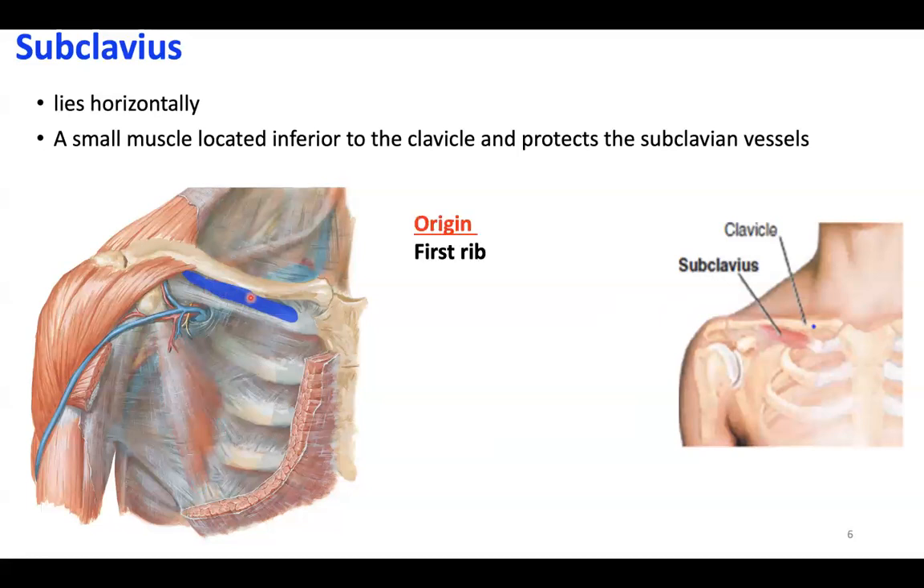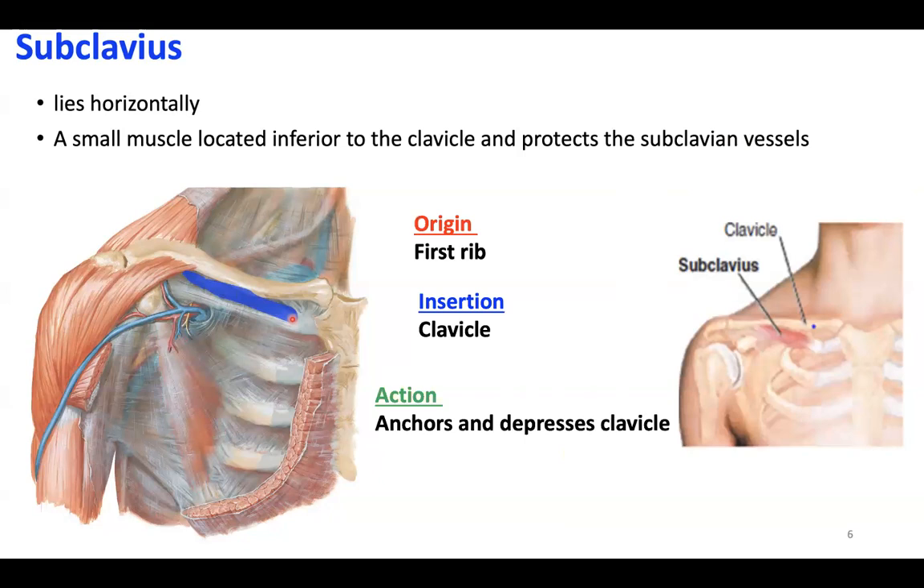It originates from the first rib, as you see here, and it's inserted into the clavicle. In the middle part of the clavicle, there is a groove which is known as the subclavian groove. That groove is the insertion site for subclavius muscle. Its action is that it holds and depresses the clavicle. It holds the clavicle in its position. And it's innervated by the nerve to subclavius. Very simple. Innervation to subclavius muscle, nerve to subclavius.